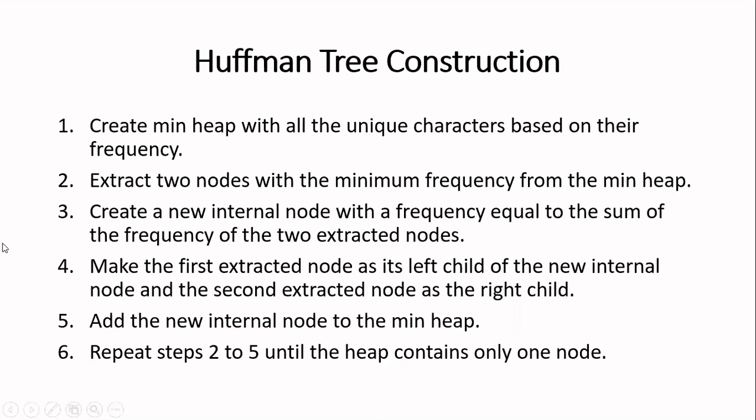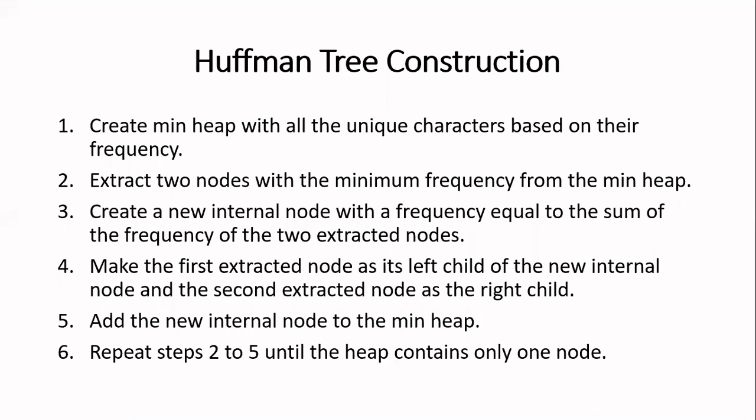By this way, you extract two nodes with the minimum frequency from the min heap. Always the node with minimum frequency will be available only as the root node. So delete the root two times. After that, you have two nodes in your hand. With those two nodes, you create a new internal node. This internal node is not in your original message. It is a new node you are creating.